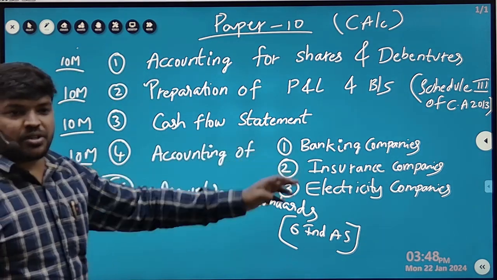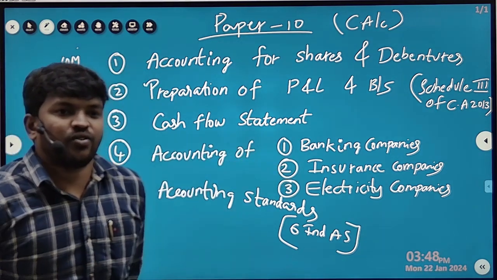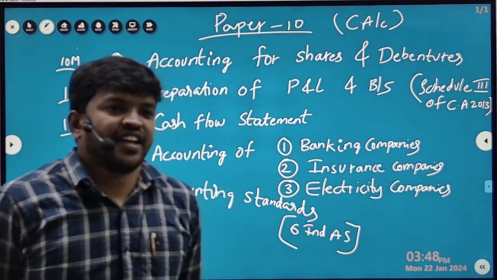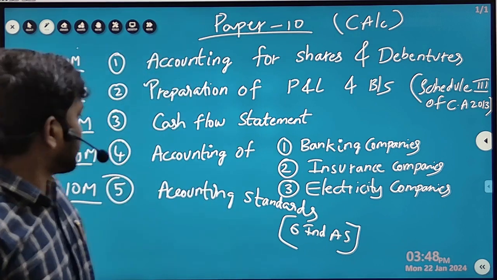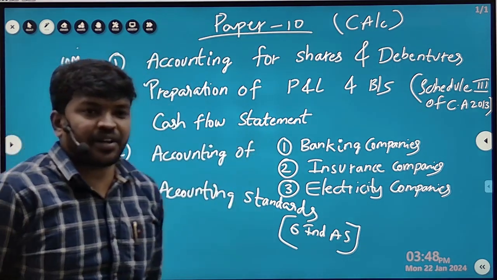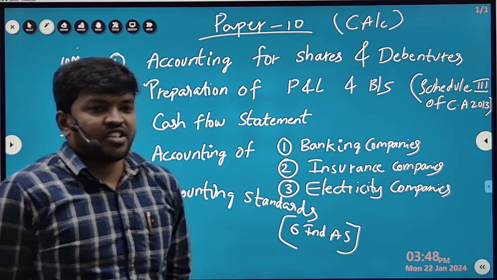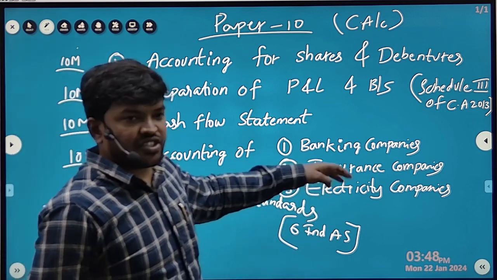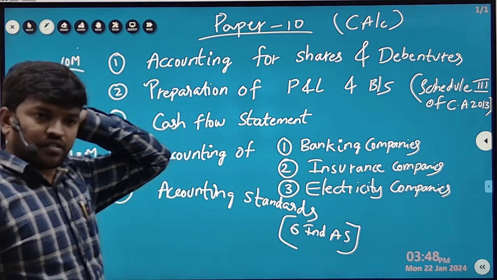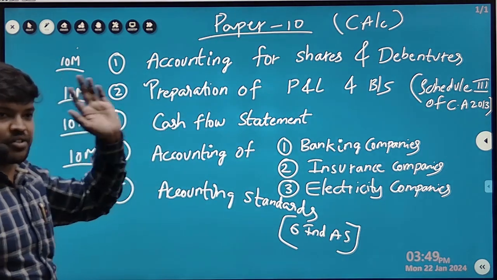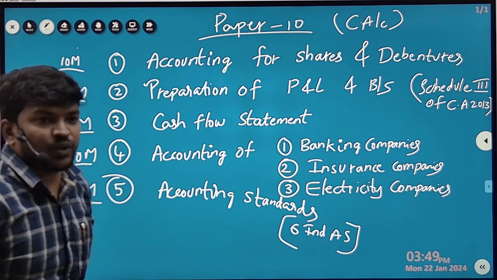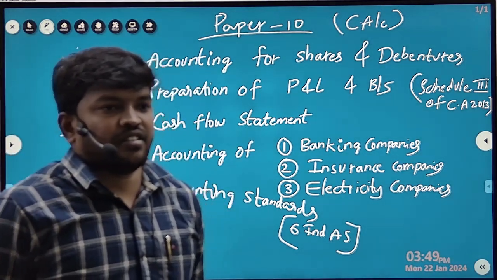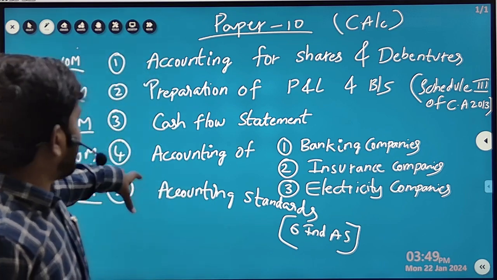We have these three special companies: banking, insurance, and electricity. So accounting for these three special companies, we have separate formats for each. We are going to account for these three companies. And at last we have 6 Ind AS. This is your whole syllabus.